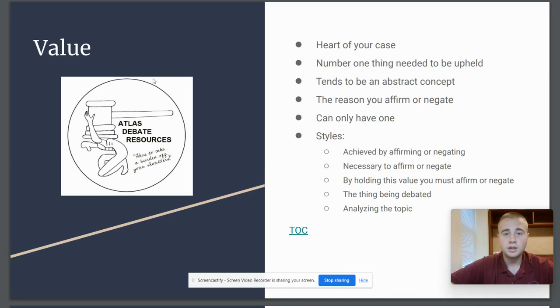So yeah, very simple, three distinct concepts, very common. For a beginner, I recommend the simplest one, which is to start off by saying your value is achieved or negated by the resolution. However, as you get better and get more experience, the topic analysis one is very good and typically does very well later on in competition. That's what I end up running a lot.